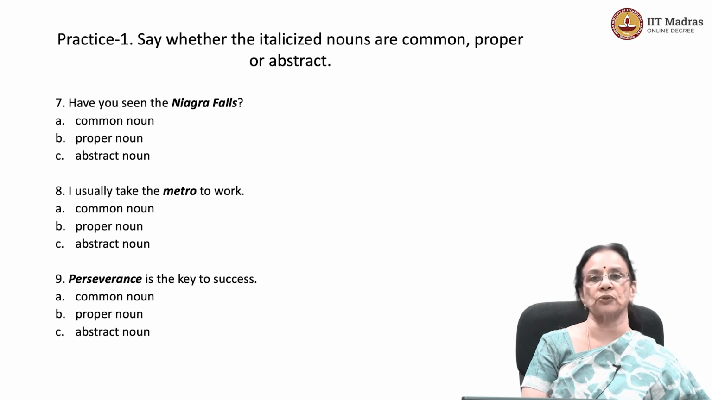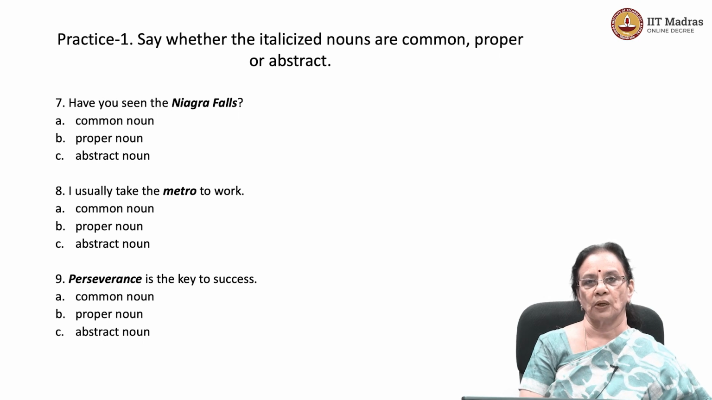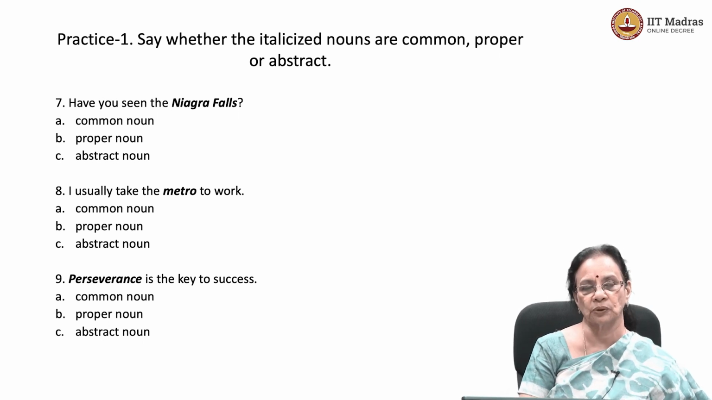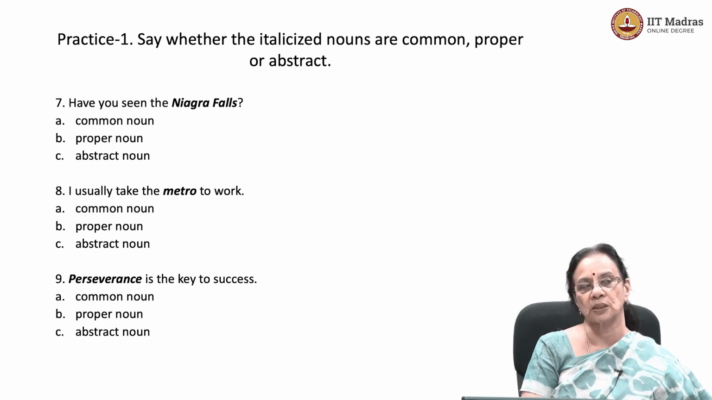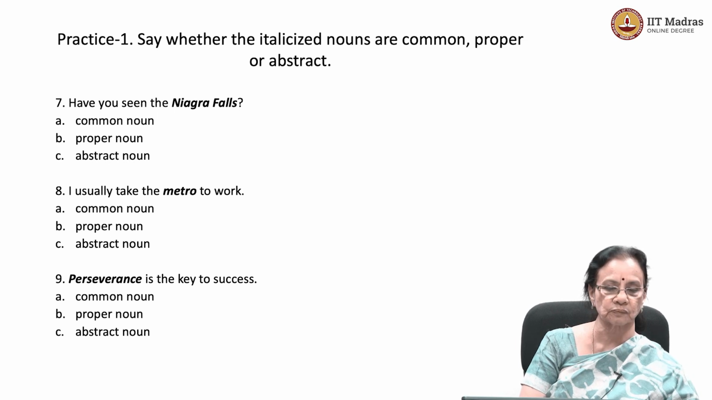Perseverance is the key to success. It is an abstract noun. And you know the rule for the abstract noun. How do you find out whether it is an abstract noun? You can't touch it, you can't see it, and then it becomes an abstract noun.